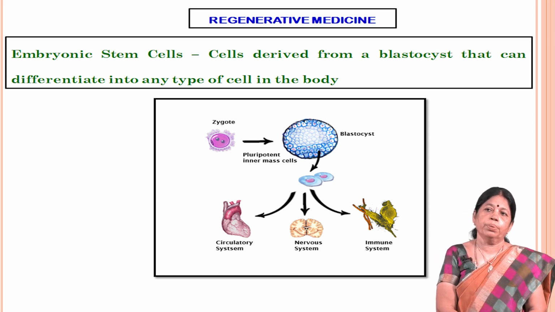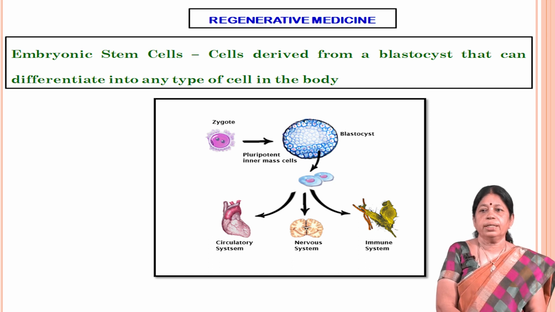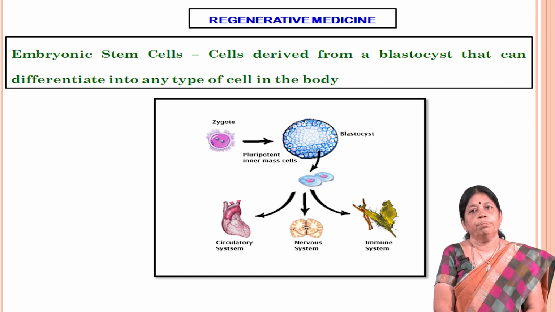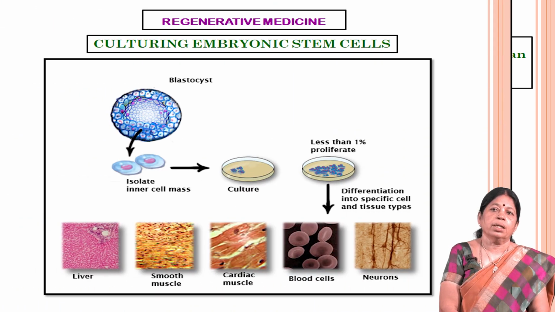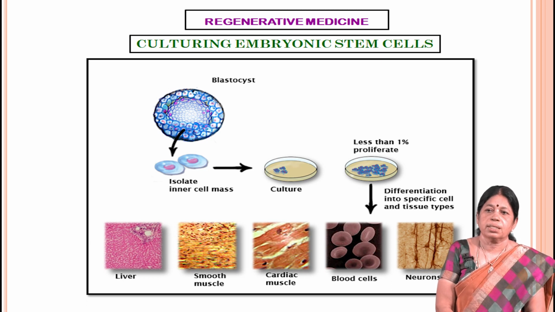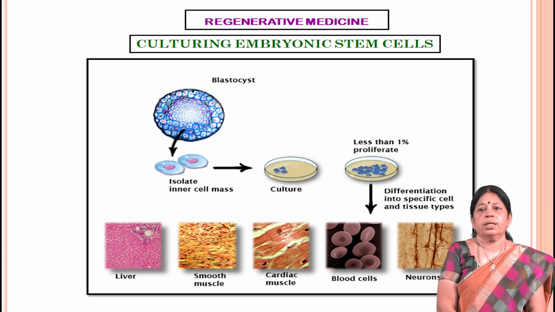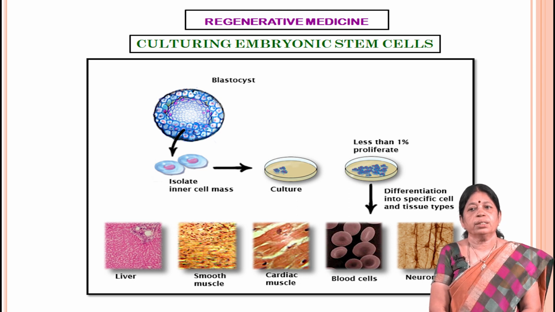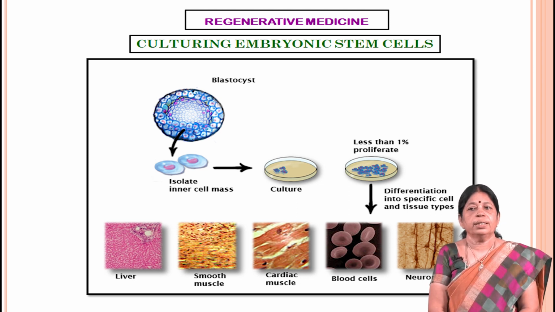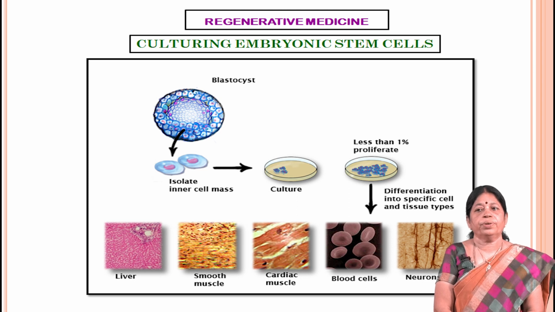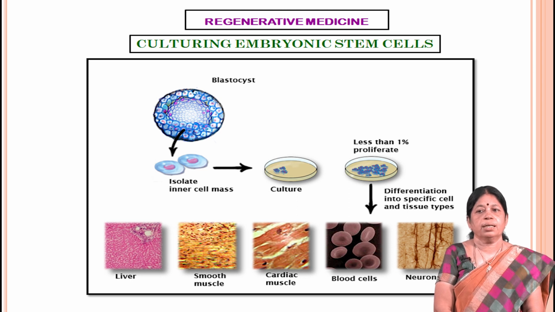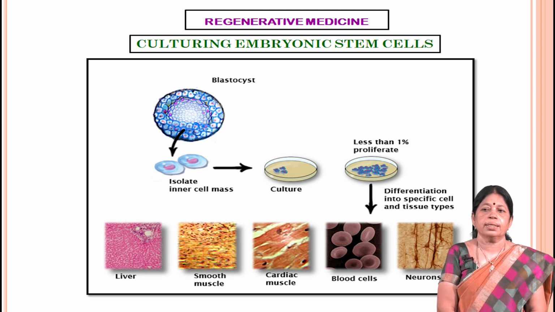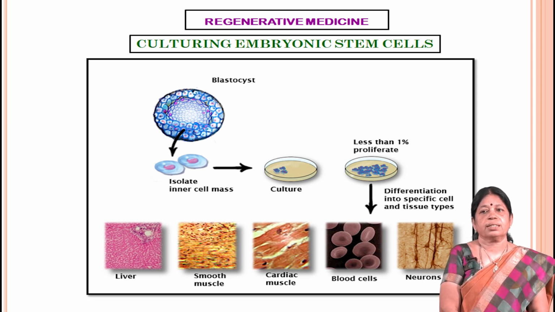They are totipotent, pluripotent, they can develop into any type of cells in the body. So the embryonic stem cells are used for treatment nowadays, culturing the embryonic stem cells in a laboratory. They isolate the inner cell mass, then culture it in the medium, having less than 1% proliferation, then they are differentiated into different cells. That is, they can be differentiated into blood cells, neurons, liver cells, smooth muscles, cardiac muscles, etc.